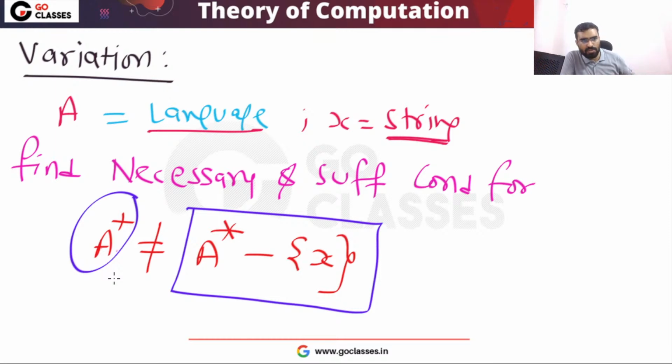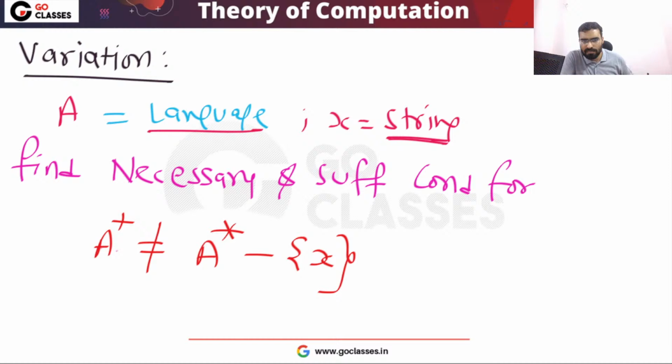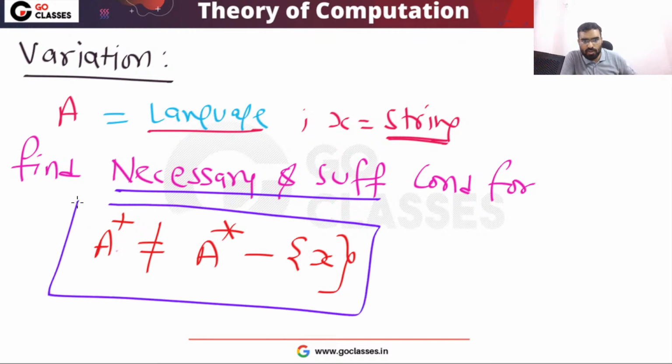Actually here, X can be anything. This question does not make any sense. Anyway, tell me when it will happen. Find the necessary and sufficient condition for this: A plus is not equal to A star minus X.